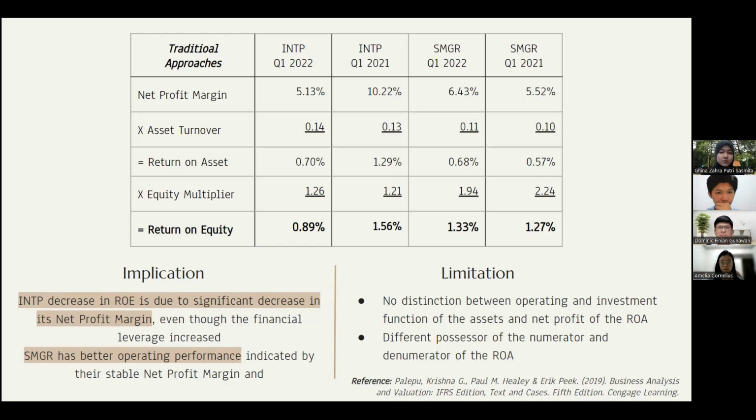But in this decomposition method, we need to note there are two limitations. There is no distinction between the operating and investment function of the assets and net profit of the ROA. And the second one is there is no distinction of the numerator and the denominator of the ROA.